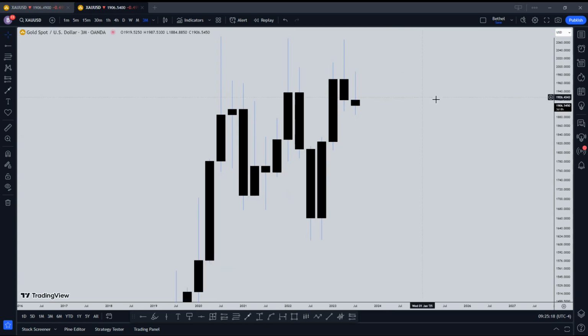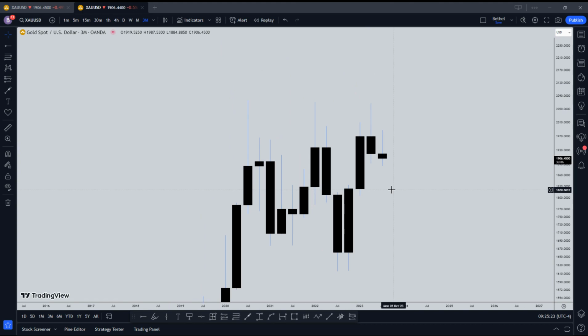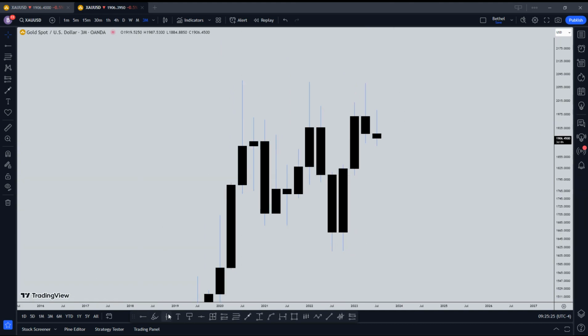So that's that. On our 3 month time frame, we are actually bearish on the 3 monthly time frame. There is another thing I want to highlight here, this candle, but that's a little bit early, so I won't really go into much detail on that.